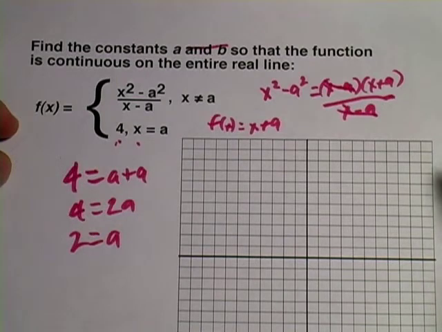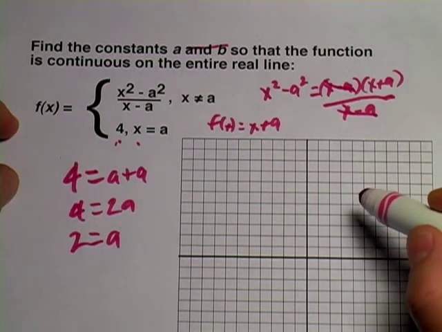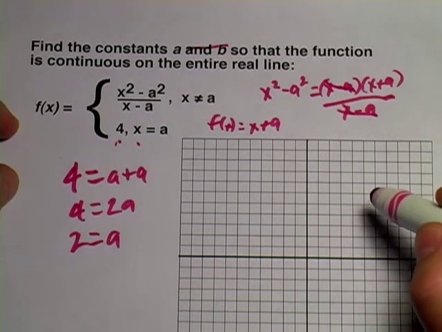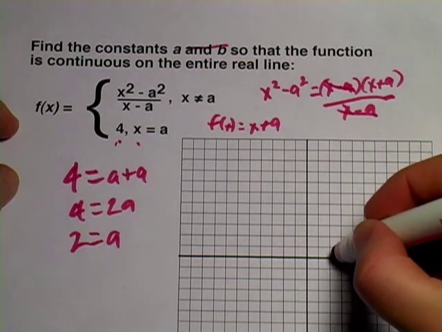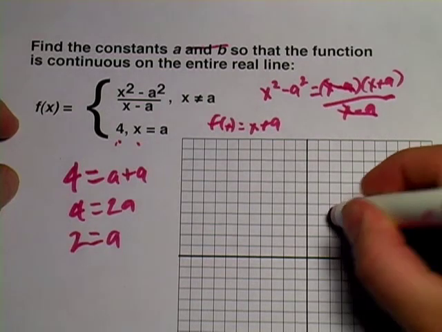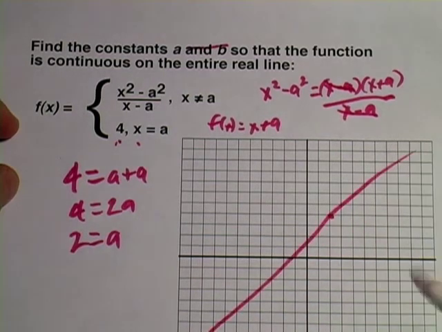So, I didn't even really have to graph this one. If you look at it, it's going to be a straight line here, and it's going to go through the point 2, 4. So let's see, 2, 4. It's going to look something like that. And that's how you do that one.